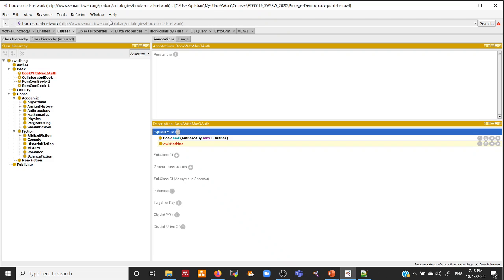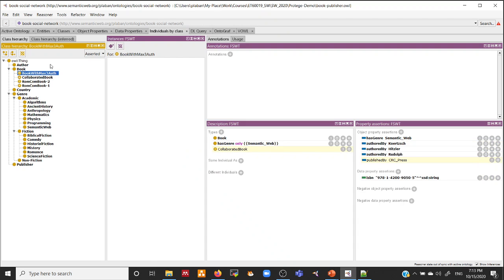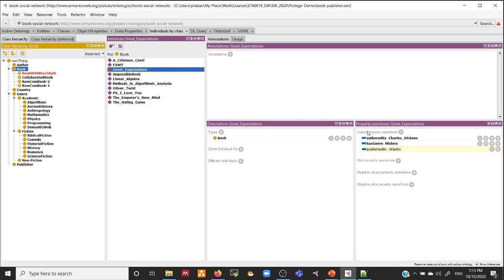Now what do we expect? We are asking for the books that have at most 3 authors. Let us have a look at the books. Let us go to book. FSWT has 3 authors, so in that sense FSWT will satisfy the condition and come as our output. Now coming to Great Expectations, it is authored by Charles Dickens, so it is authored by only one. In that case, it will also come as our output.